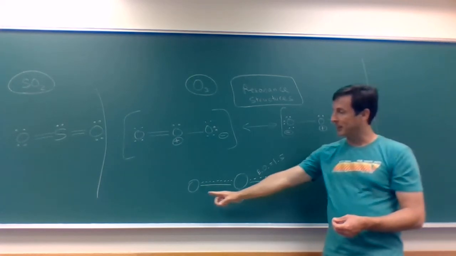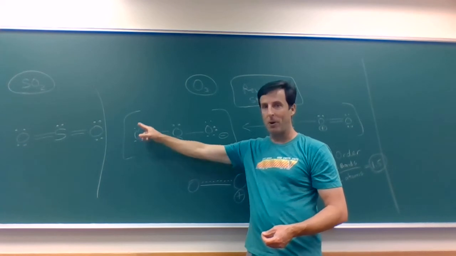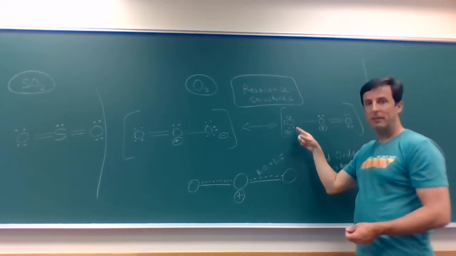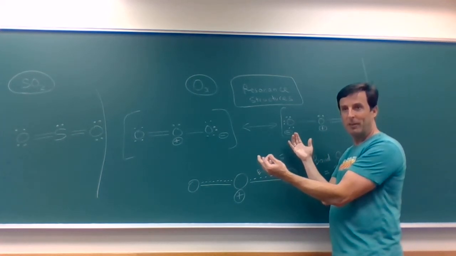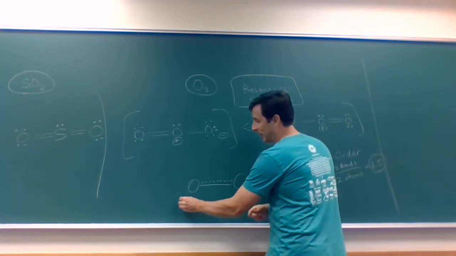But then let's look at the oxygen on the left. Up here in this structure, it doesn't have a charge at all. But in this structure, it has a -1. So basically, it has a charge half the time. What's half of a -1 charge? The charge on this oxygen is -1/2.